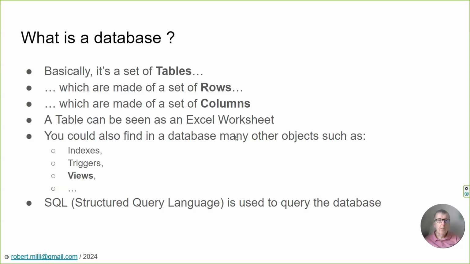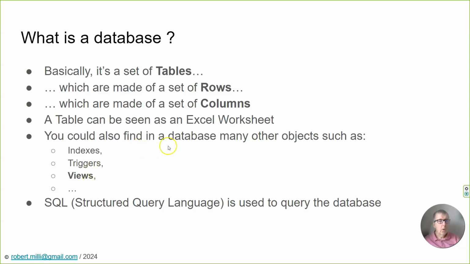So what is a database? Basically it's a set of tables, and a table is a set of rows, and a row is a set of columns. So it can be seen as an Excel worksheet. You can also have within a database many other objects, such as indexes, which can help in order to query and find some specific record, triggers, which can help to automate specific processing, for example, when you delete a customer, it will delete all the orders for this customer, and views, which are the result of SQL queries, which can be used as tables.